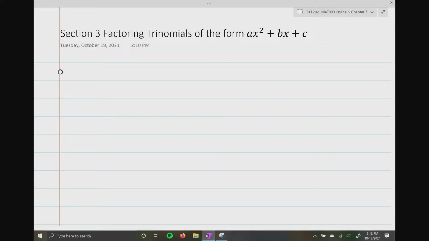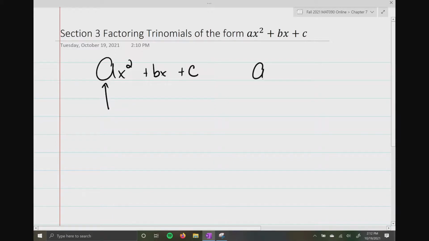All right, I am back, and this is going to be section 3. And notice this is a little bit different because we are going to be factoring trinomials again, but these trinomials are of the form ax squared plus bx plus c. In other words, that number out front of the variable or the squared term does not equal 1. All right, so it's going to be a different number.